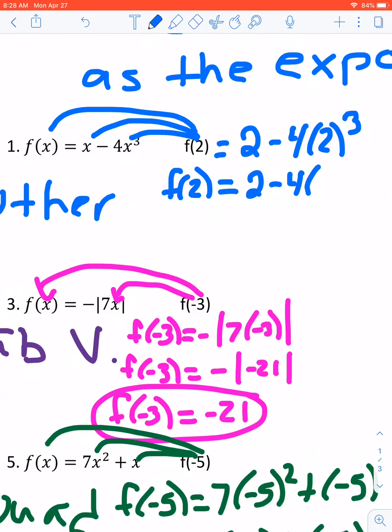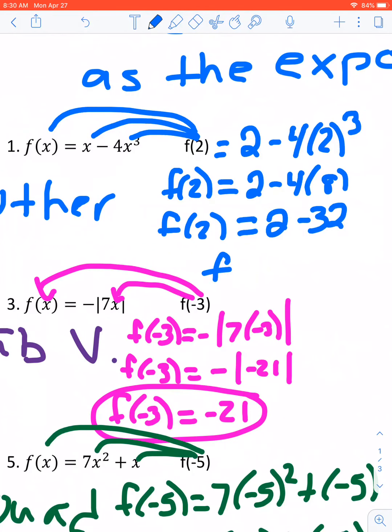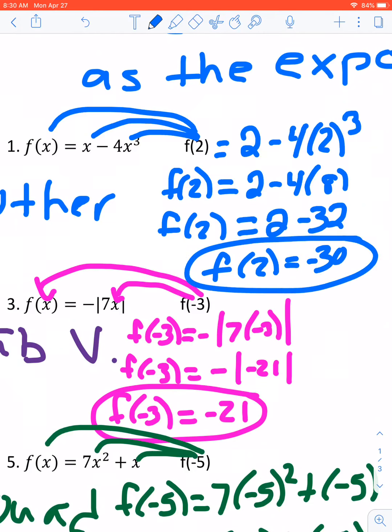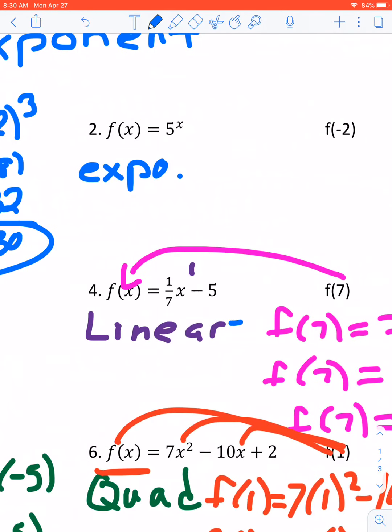4 times 2 is 8. Okay. Then we do multiplication. f of 2 equals 2 minus 32. So f of 2 equals negative 30. And we're done. Okay, so even though this is actually a cubic function, and we don't really know what to call it, we can still solve those problems.